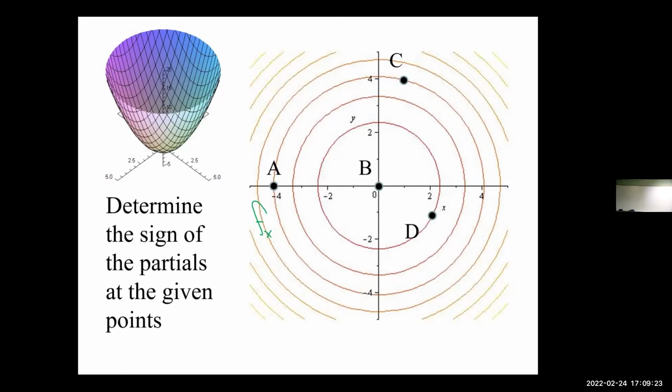So what do you guys think? Positive, negative, zero? Okay, yeah, negative makes sense. Now I didn't label the z values, the level curves, on here, but we have the 3D plot over here, which tells us that as we go outward from the center, we're increasing. So if we were to move from A in the positive x direction, our z value would decrease. So we would expect f sub x to be negative at A. What about f sub y? Because at each point we have two possible partials.